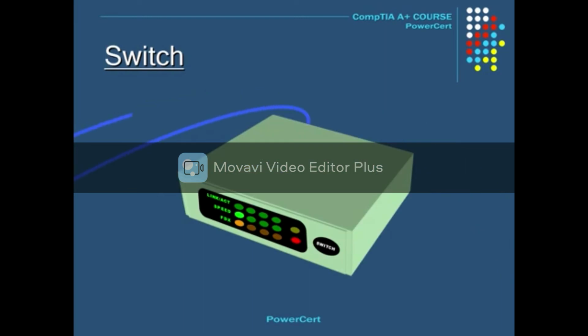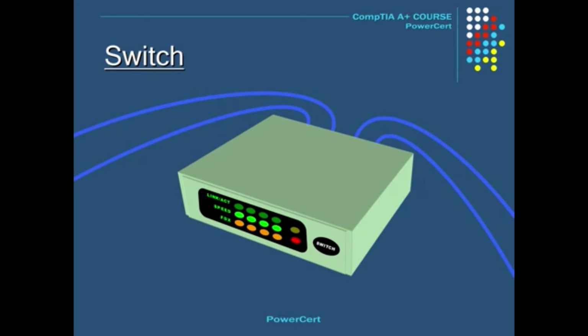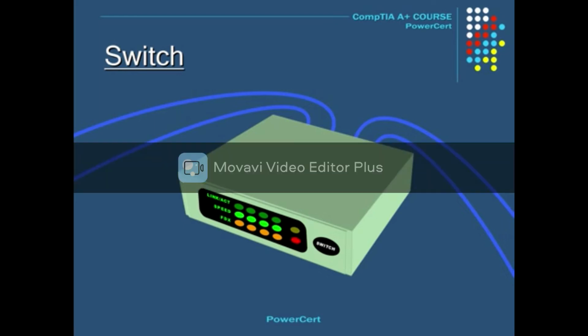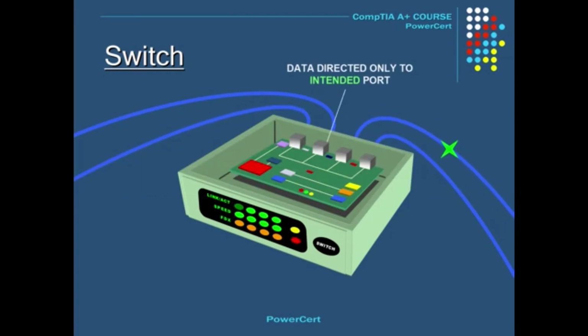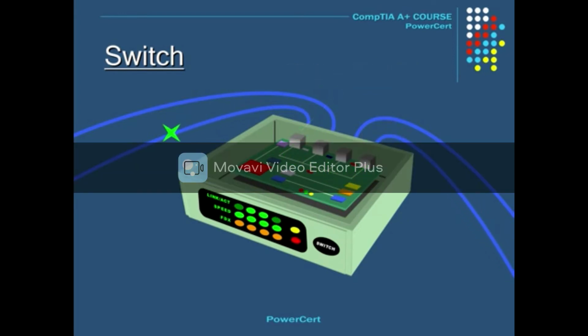Now a switch is very similar to a hub. It's also a device that has multiple ports that accepts connections from network devices. But unlike a hub, a switch is intelligent. A switch can actually learn the physical addresses of the devices that are connected to it, and it stores these addresses in a table. So when a data packet is sent to a switch, it directs it only to the intended destination port. That's the major difference between a hub and a switch. As a result, switches are far more preferred over hubs because they reduce any unnecessary traffic on the network.